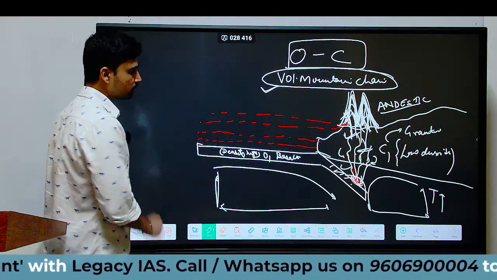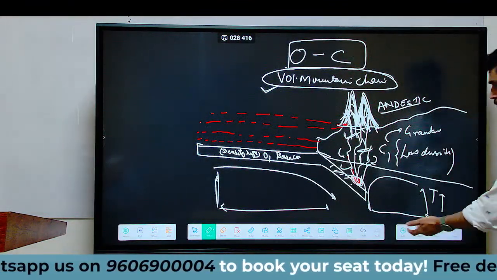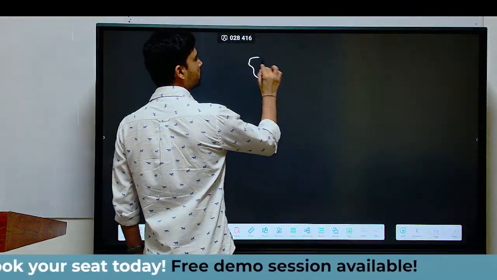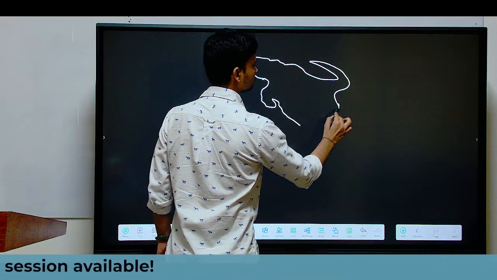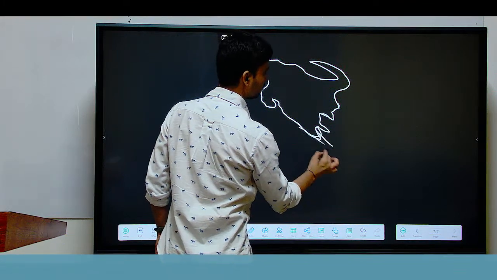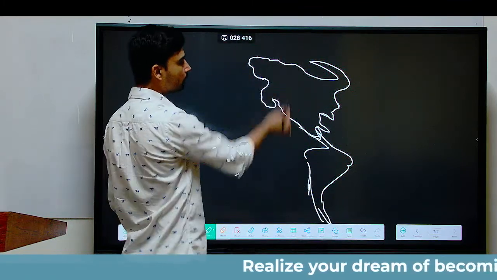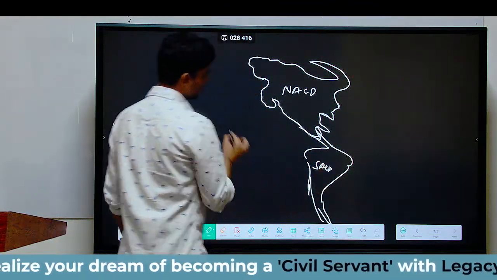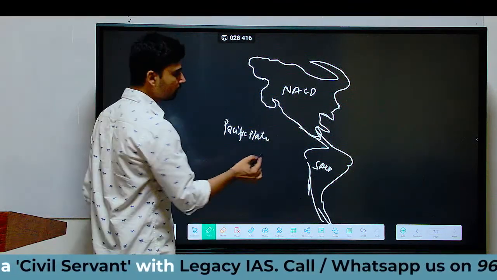The best example of this: where in the world can we see such OC convergence take place? The best example is around North America and South America. So, what is happening on the upper side? We have North America, the North American continental plate. This is our South American continental plate, and on this side we have the oceanic plate that we call the Pacific plate.